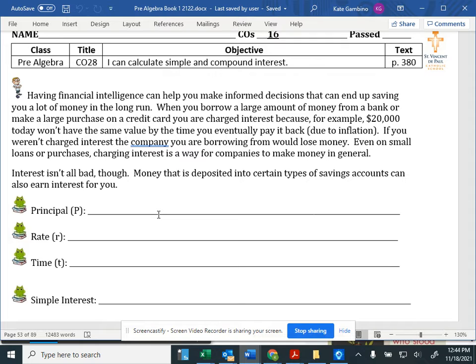Thank you. So sometimes interest works against us, sometimes it works for us. So let's look at our different types of interest, types of words that go with interest.